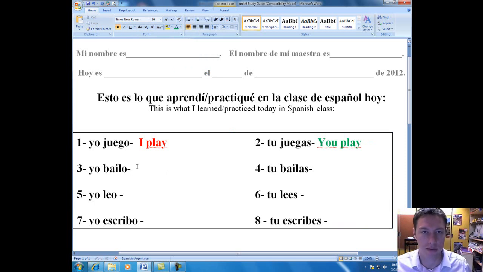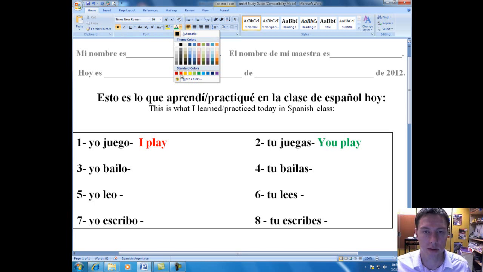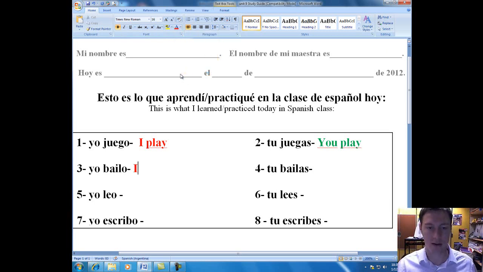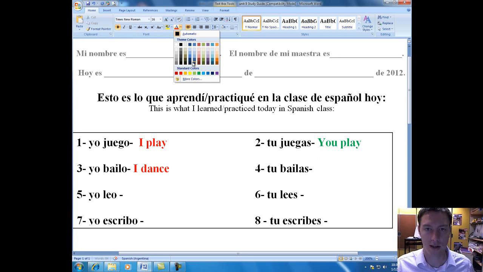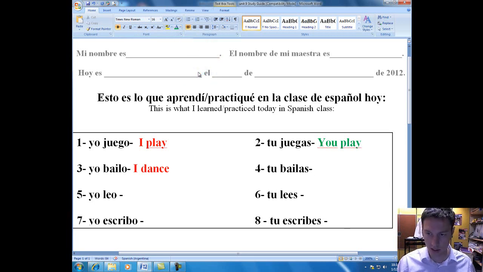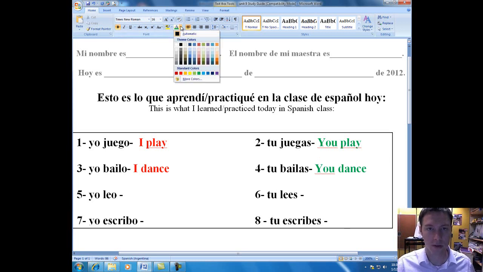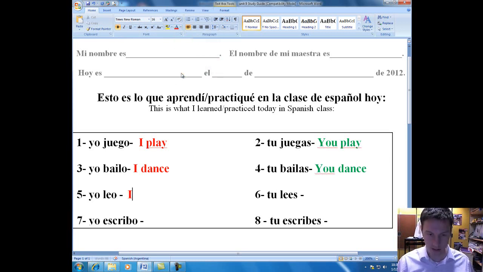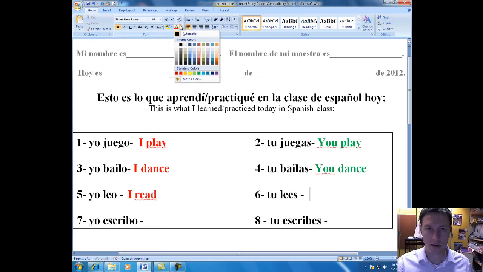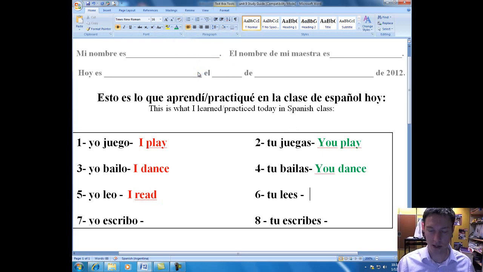Okay, let's try writing this one. Yo bailo. Do you remember what yo bailo was? Good. And let's write this one over here. Verde. Tú bailas, you dance. Over here we have yo leo, I read. And over here, tú lees. Can you say tú lees? You read.